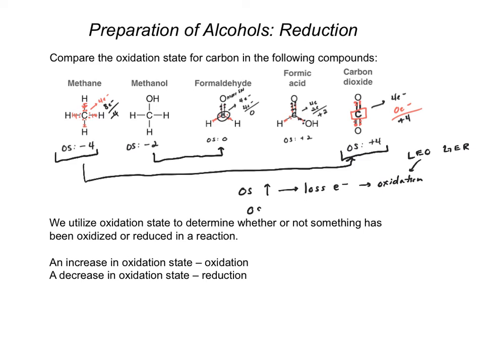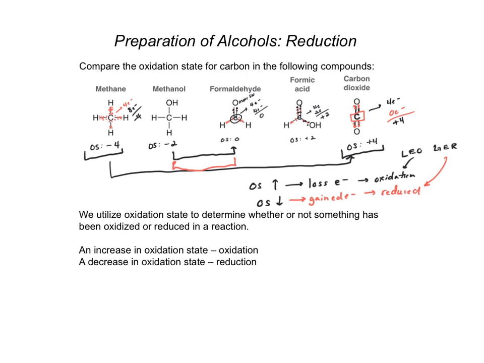Whereas if your oxidation state has decreased, if you've gone from a 0 to a -2, that means that you've gained negative charge. That means that you have gained electrons. Then you've been reduced. So Leo the lion says grr, gain of electrons is reduction. Again, how do we utilize these oxidation states? We can figure out whether or not carbon in a reaction has been oxidized or reduced by tracking its oxidation state. If the oxidation state in going from reactant to product has increased, it's lost electrons to somebody else, it's been oxidized. Whereas if it has decreased, it's gained electrons, it's been reduced.